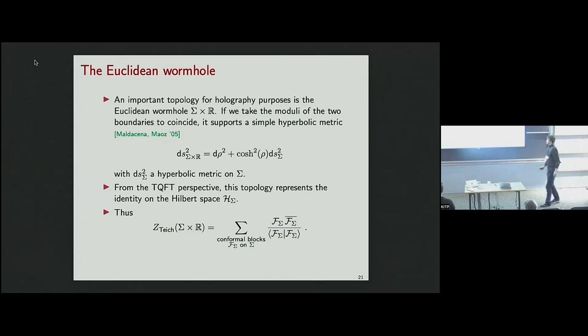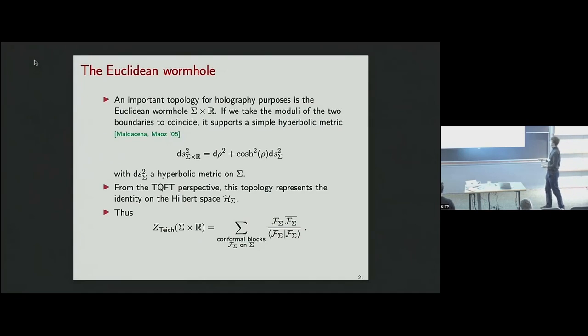From the TQFT perspective, this is an extremely simple object, because if you have sigma times R, this is sort of the identity. You can glue it somewhere in the 3D manifold. You can cut it open and put this in, and you didn't do anything. So this represents the identity element in Teichmueller TQFT. You can view it as a map from the initial Hilbert space, which lives on one boundary, to the final Hilbert space, which lives on the other boundary. And the map is the identity.